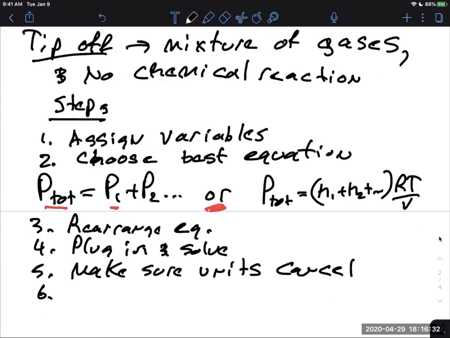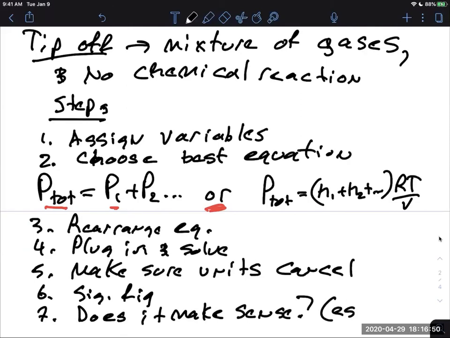And finally, think about significant figures. Make sure, does it make sense? You can do an estimation to decide if you calculated it properly.